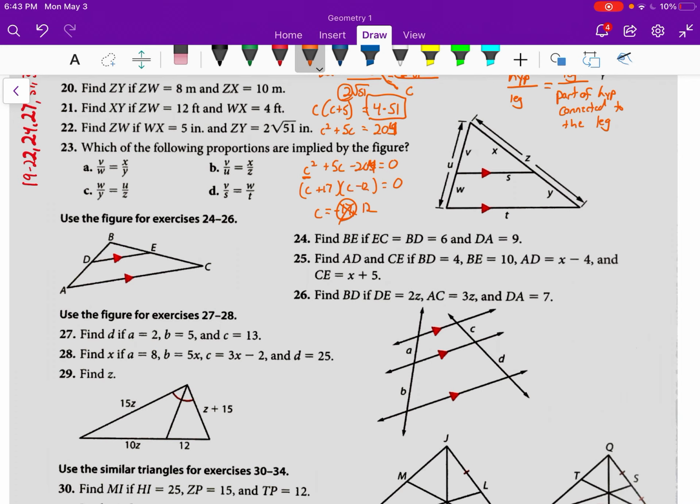24 uses this triangle figure. Find BE. BE, that's this length. We'll call that X. If EC equals BD equals 6. So EC is 6, BD is 6, and DA equals 9. Well, we learned if things are partitioned like this, we can write 6 over 9 equals X over 6. We can cross multiply, nice and simple, 9x equals 36, and x divided by 9 has to equal 4. So x equals 4. There you have it.